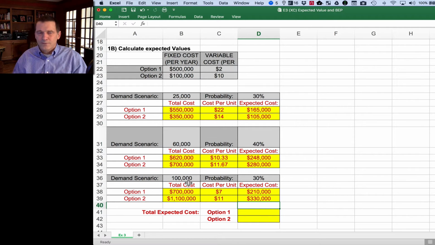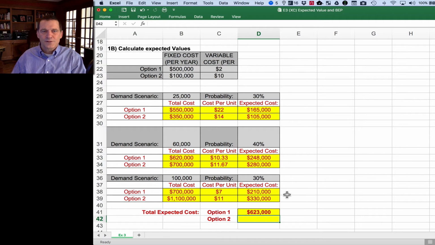So over a wide variety of demand scenarios, we can now see these, and because of the probabilities that we've extended into it, we can now total these, right, and say equals for option 1 equals my option 1 at the low demand scenario plus my option 2 plus my option 3, $623,000.